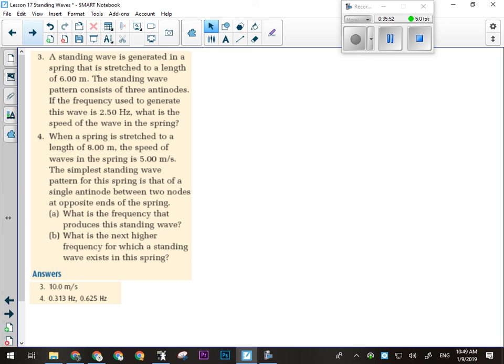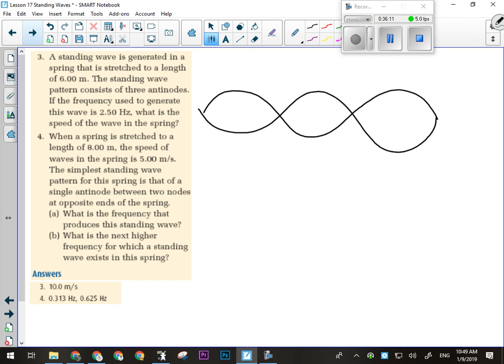Okay, let's look at number 3 here. I have a standing wave that is generated in a string that is 6 meters long. So I know the length of the string is 6 meters. The standing wave pattern consists of 3 antinodes. So that means it looks like this. And I know that this distance here is 6 meters. If the frequency used to generate this wave is 2.5 hertz, what is the speed of the waves on the spring?